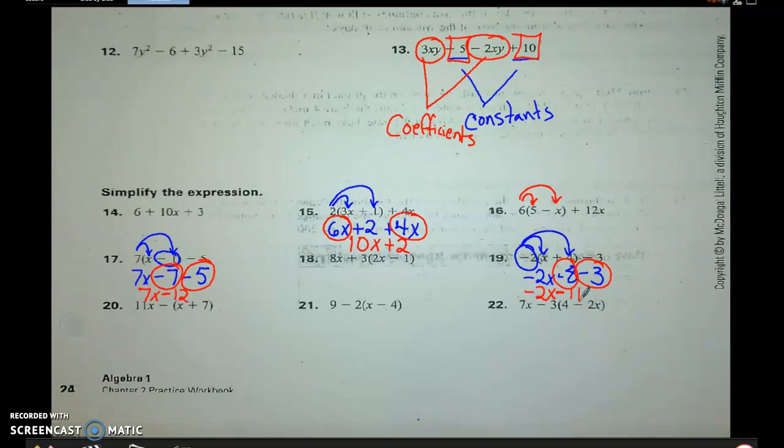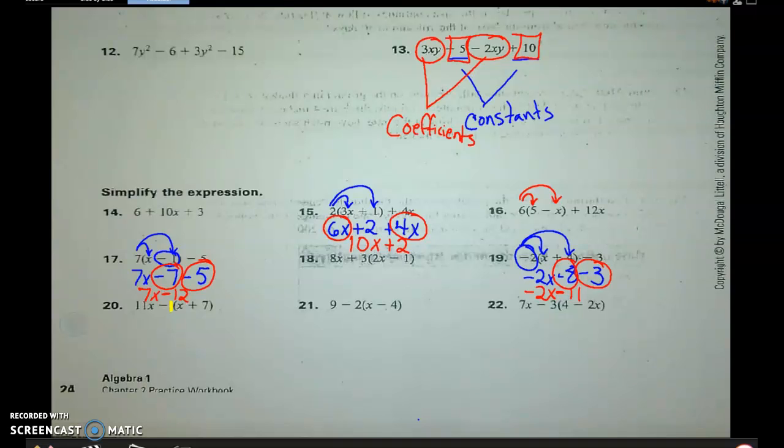Number 20. Number 20, you're going to have to distribute. Now, the tricky part about number 20 is that there's a negative right in front of that parentheses. Remember we've talked about how when there's nothing there for the coefficient, there's that invisible 1 right there. Even though you can't see it, it's still there. So when you multiply that out, it's going to be negative 1 times x, negative 1 times 7.